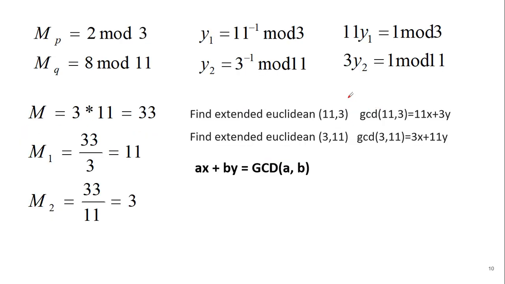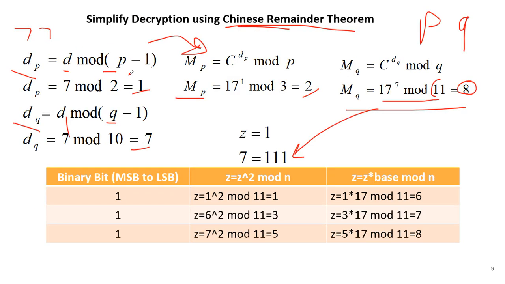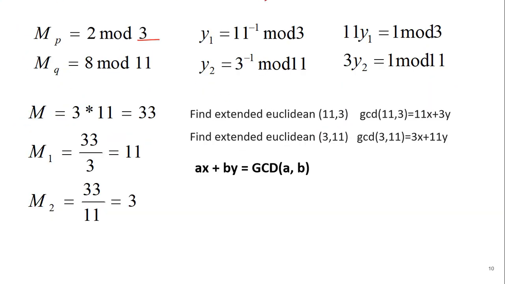Now we can write down the equations mp is equal to 2 mod 3, because for the first, p is 3, and mq is 8 mod 11. So we write down this 2 mod 3 and 8 mod 11. I have already published a video on the Chinese remainder theorem, so to understand better, you should first watch that video. Now we calculate the capital M, which is 3 into 11. After that we calculate M1 and M2. Here we take the inverses: y1 is equal to 11 inverse mod 3 and y2 is equal to 3 inverse mod 11.